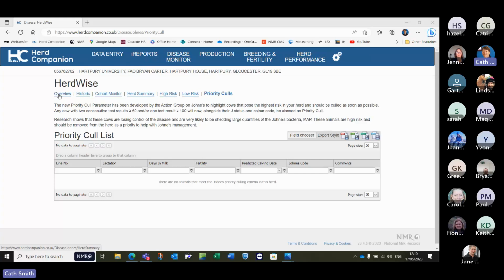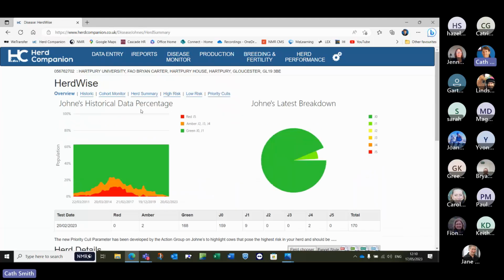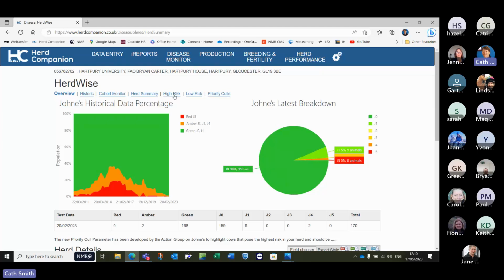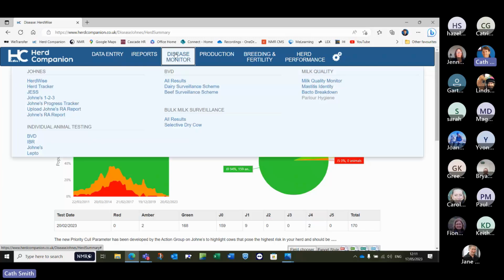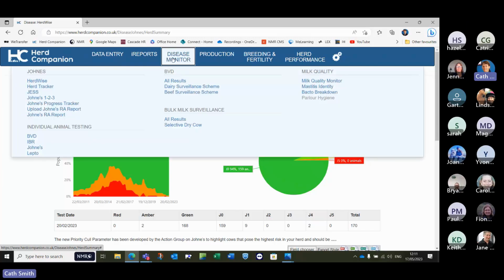So we were on the overview overall. Going back into here, and you've got different segments in the middle. I'm not going to click on all of these now, but you can look at your high risk cows as well, and different summaries. You may not see the cohort monitor. That one is set up for third parties, for vets and advisors specifically. So if you have interest in different groups of cows, then talk to your advisor again on that one. The other bit that you will all have, if you are on HerdWise, is the Johne's progress tracker.